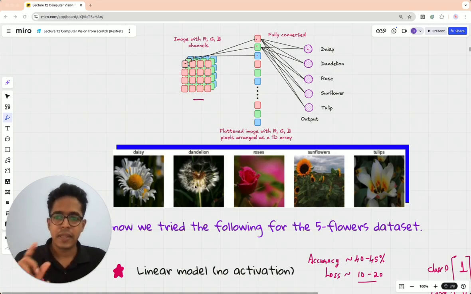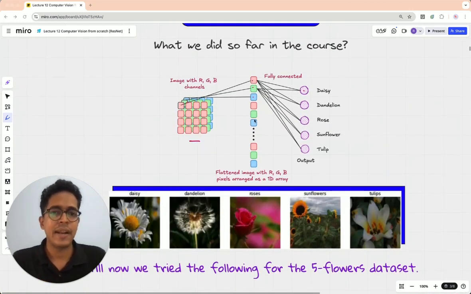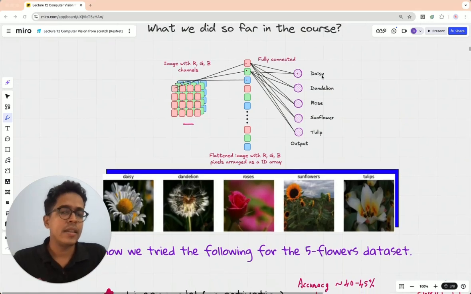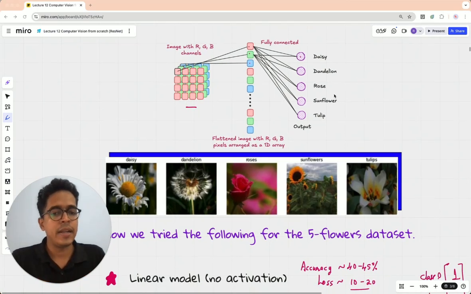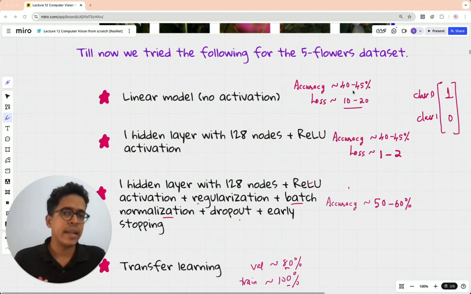We started with the simplest architecture, which was a linear model. We started with RGB images converted into a flattened layer. In the output layer, there were 5 nodes because we are performing 5-class classification, but we did not have any activation function. We did use softmax activation at the last layer, just to convert the output numbers into a probability distribution. This resulted in 40-45% accuracy with a loss of 10 to 20. Accuracy was not so bad, but also not so great, because even a random classifier can give you 20% accuracy. This was 40-45%. This was training accuracy, by the way.